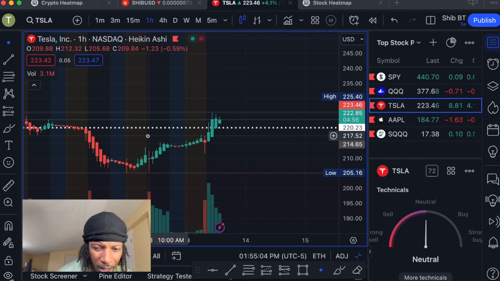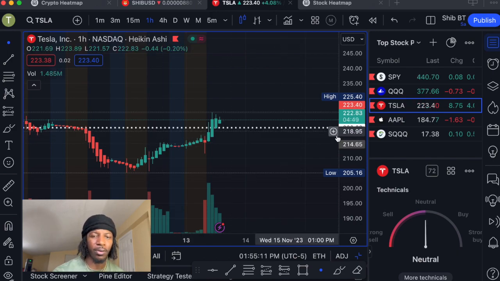So I want to consolidate around that 220, not break under, so we can get ready to push up on Tesla. Let's see our chart.